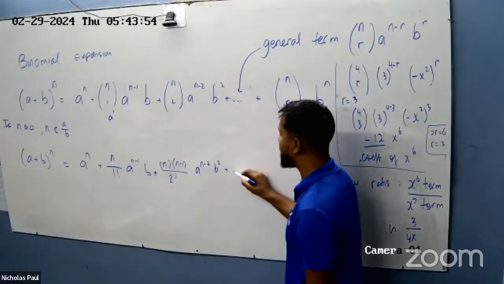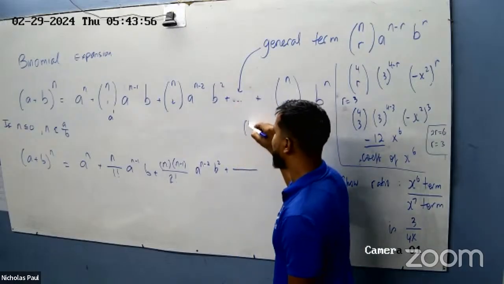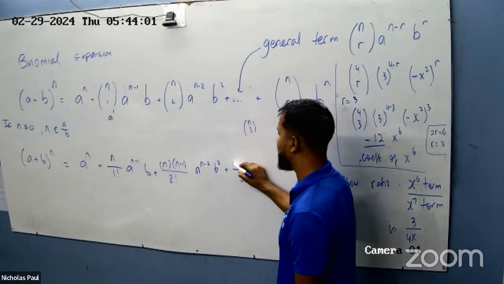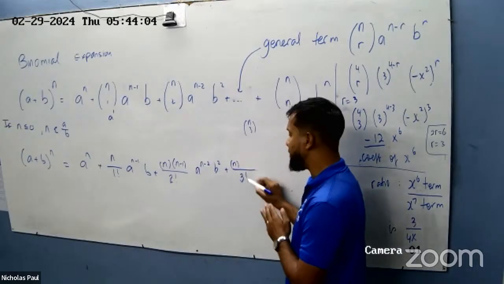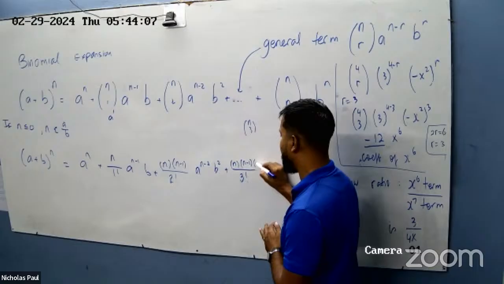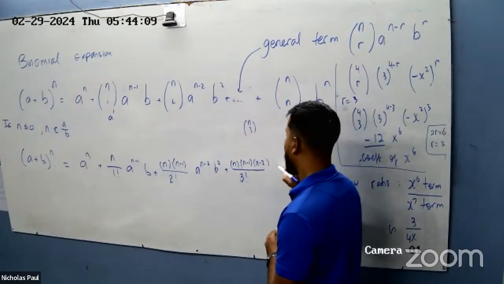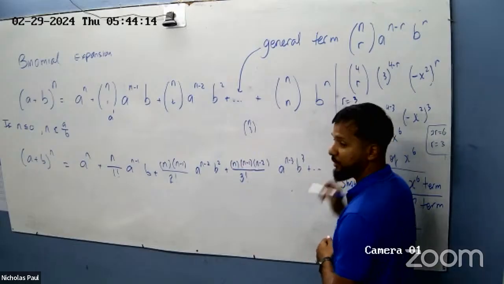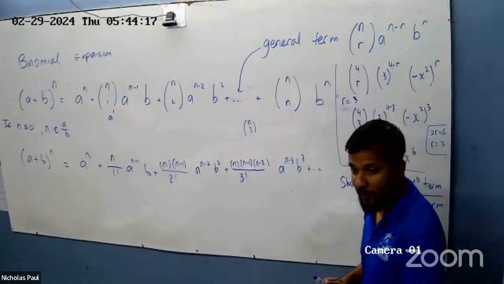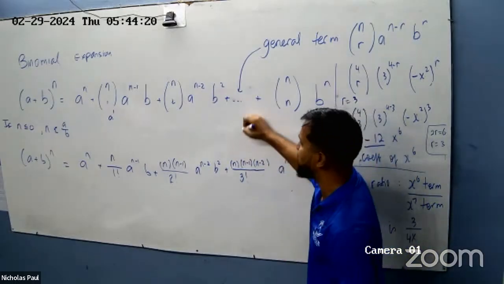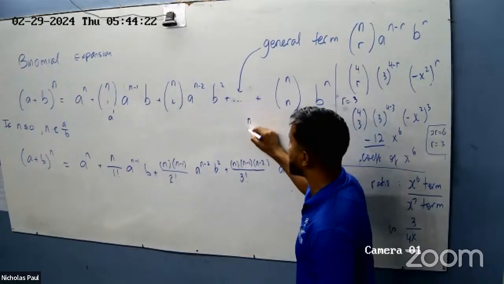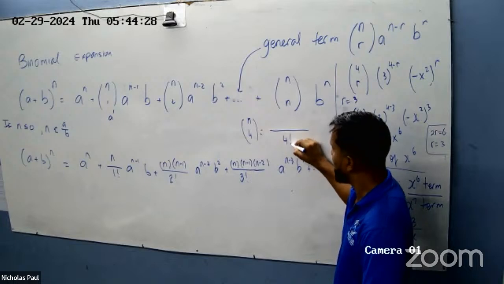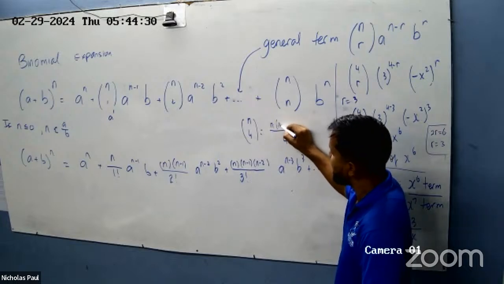What do you think nC3 will be? 3 factorial here, and on top will be the product of 3 consecutive terms: n, n minus 1, n minus 2. Right? And here will be a to the n minus 3, and you continue that pattern all the way down. All right? If it were simply just practicing, what would nC4 be? Underneath here is 4 factorial. And here will be then.